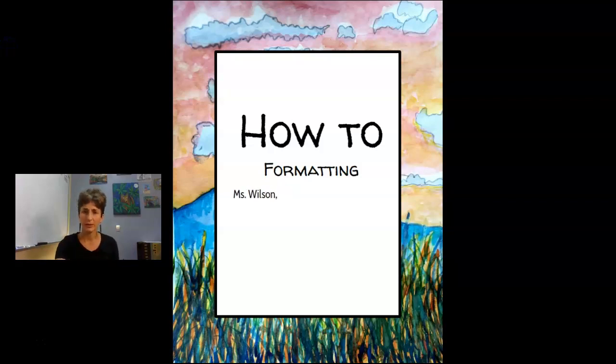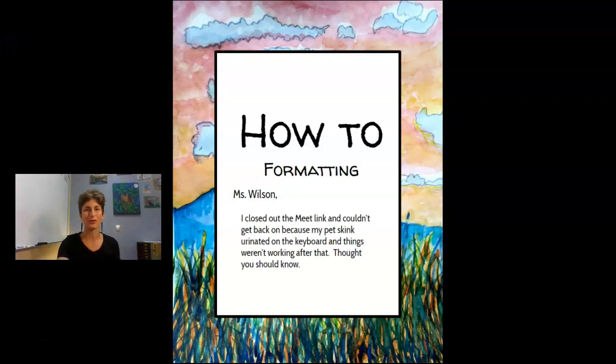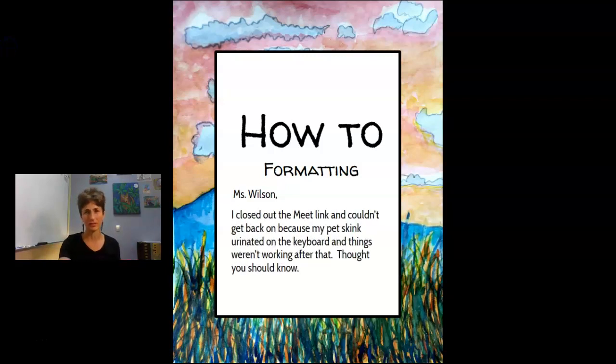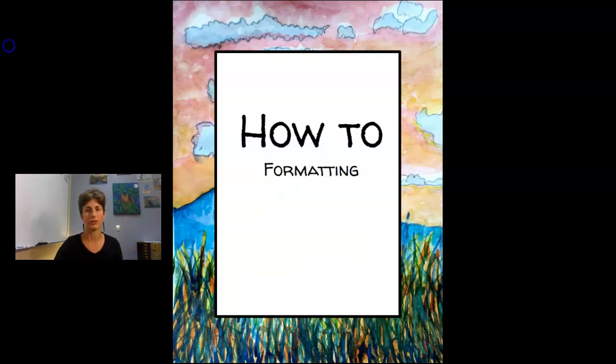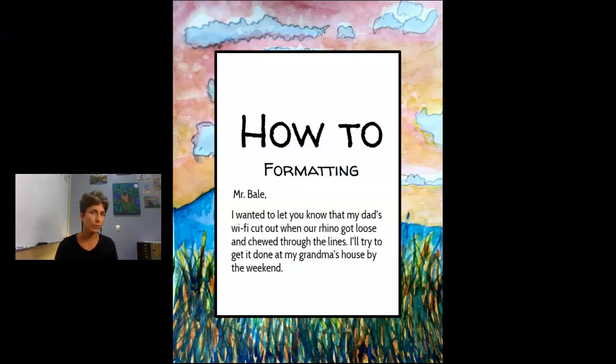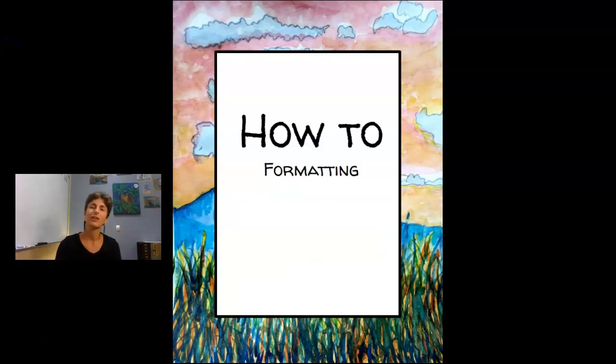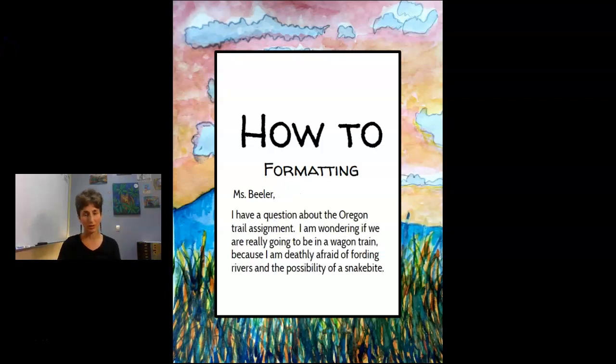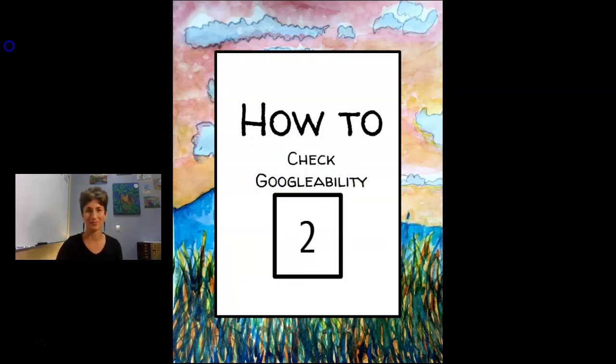You might write to Miss Wilson, comma, about how you got kicked out of the Meet link because of your pet skink, and then sign off by saying thanks, comma, and including your name. You might write to Mr. Bale by telling him how your Wi-Fi went down and what you plan on doing about it, and then saying thanks, comma, and your name. You might write to Miss Beeler and tell her your concerns about traveling on the Oregon Trail, and then signing off with, thanks for letting me know, comma, and your name.